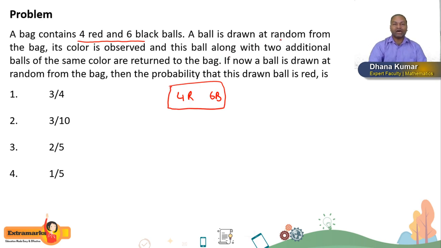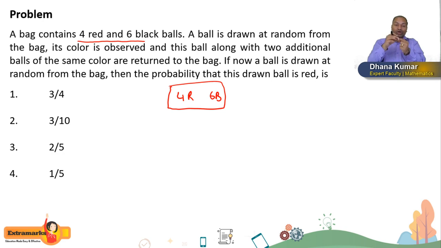A ball is drawn at random from the bag. Its color is observed. Okay, and this ball along with 2 additional balls of the same color are returned to the bag. What is the meaning of this line? Suppose here you see red and black, only 2 colors are there. Suppose you select one ball from that bag and observe that color. Suppose that ball is red color.